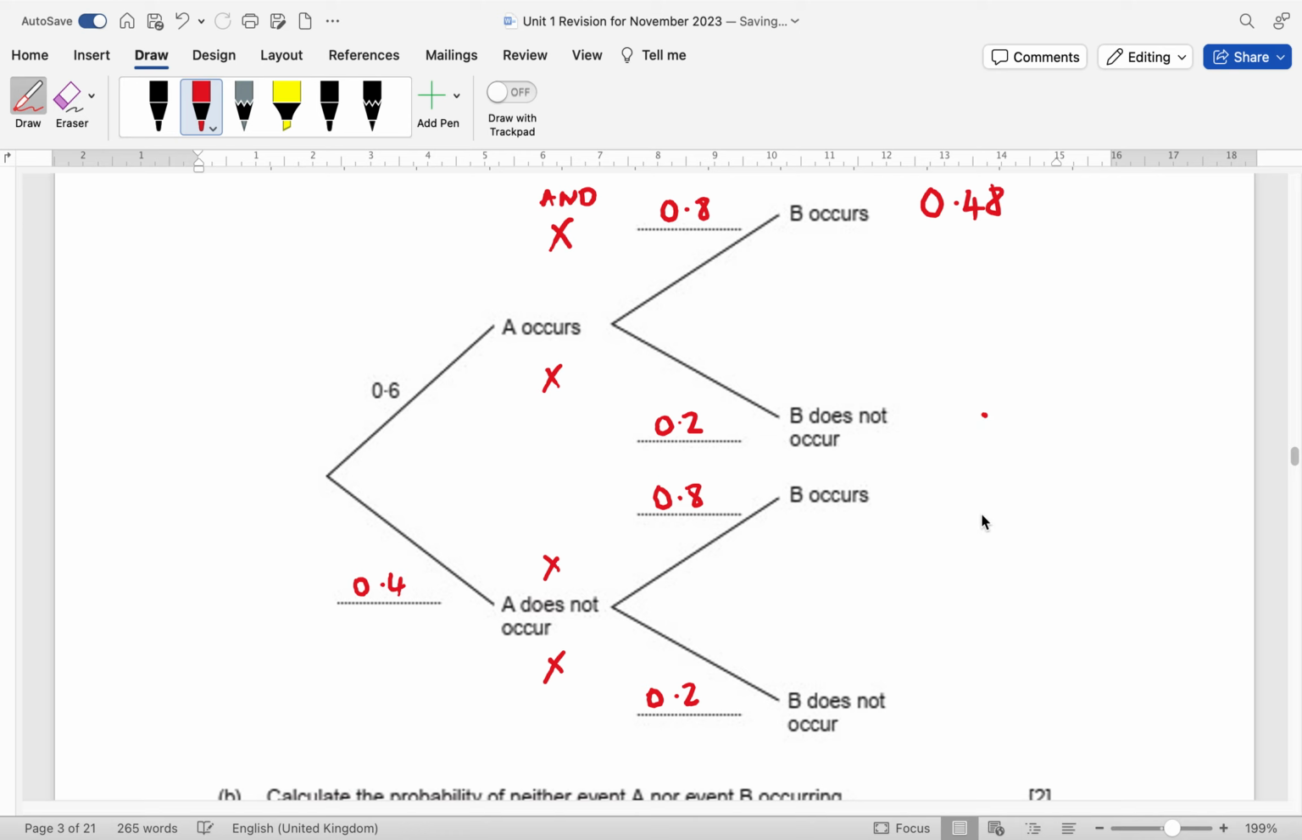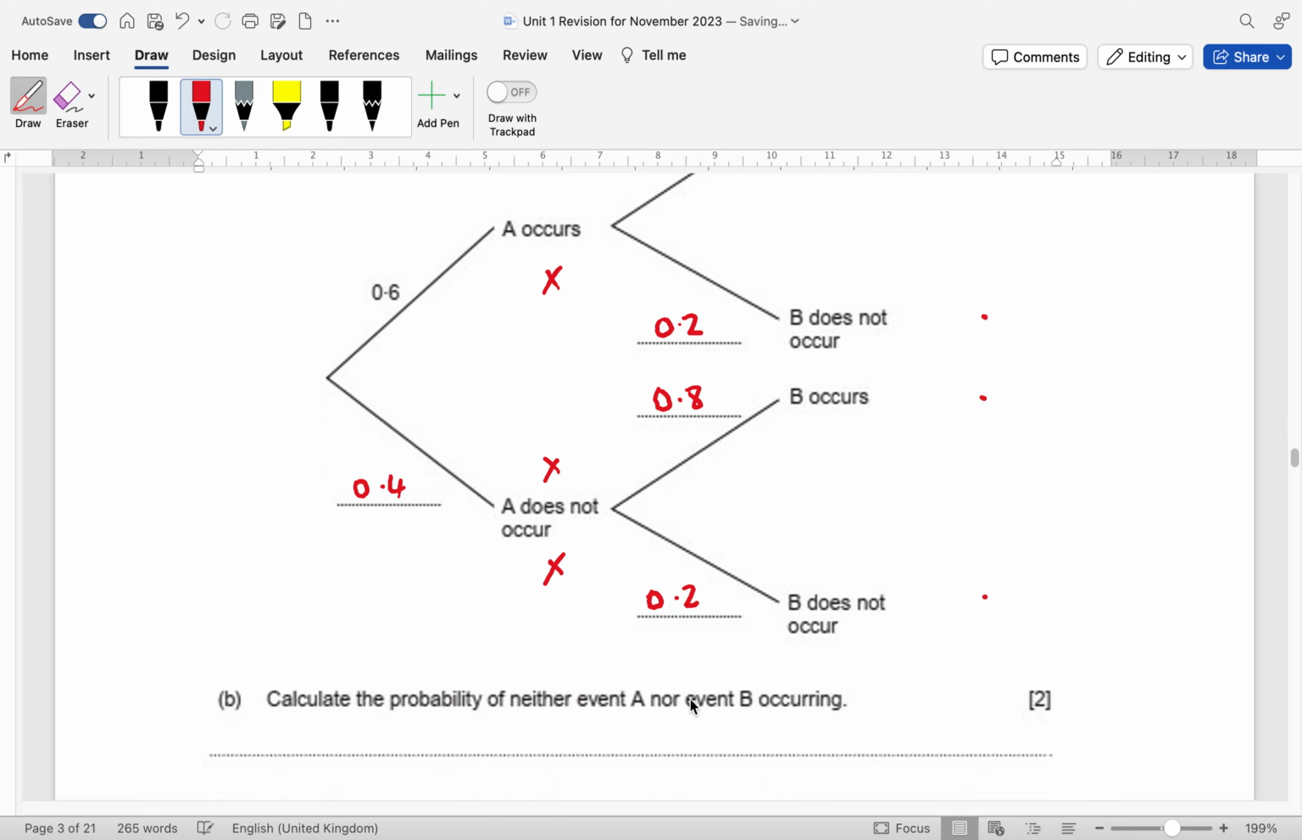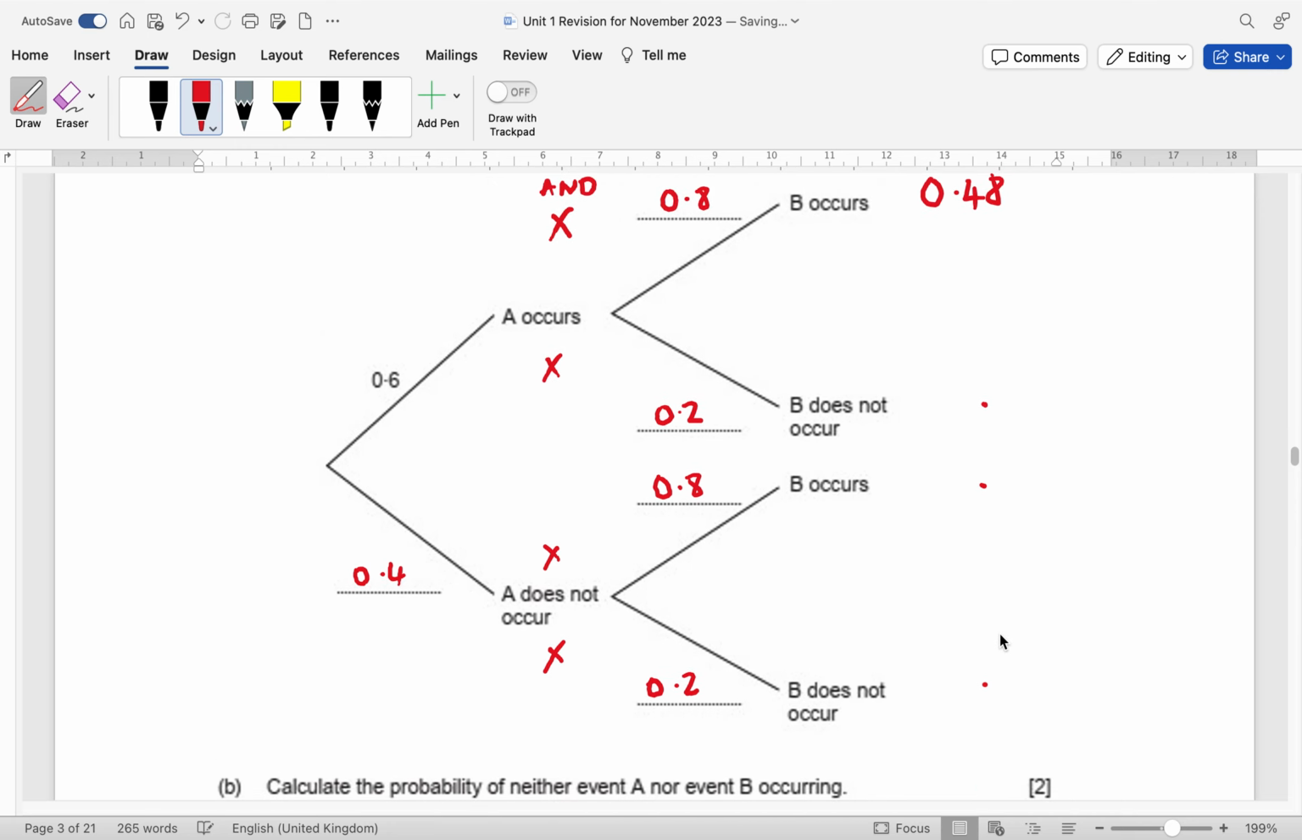Now they'll probably ask you for one of these. Right? They want neither event to happen. Event A nor event B, neither happening. So we're going to do 0.4, so that not happening, times 0.2, which is 0.08.